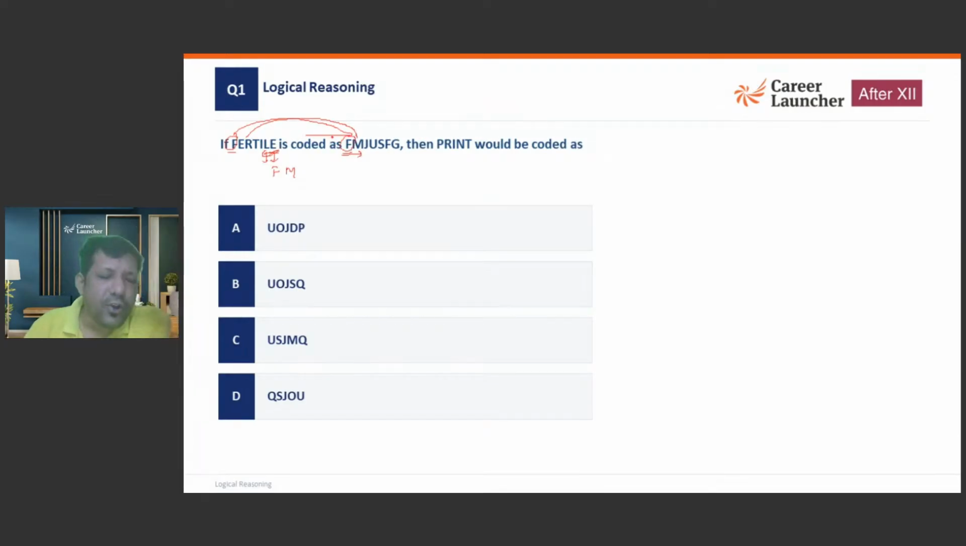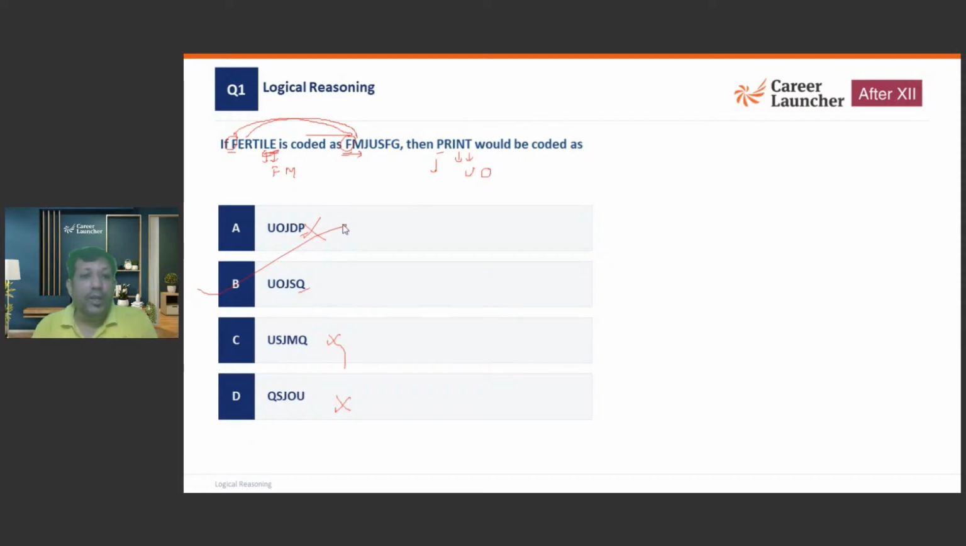Generally that is not the case in coding decoding, because if I say this F is this F, the change is 0. E to M, the change is very random. R to J, again very random, and that should not be the case. Okay, so T goes to U, N becomes O. So I got U and O. So this option is eliminated. Now I can say the last letter is different. So P will become Q. So the last letter should be Q.